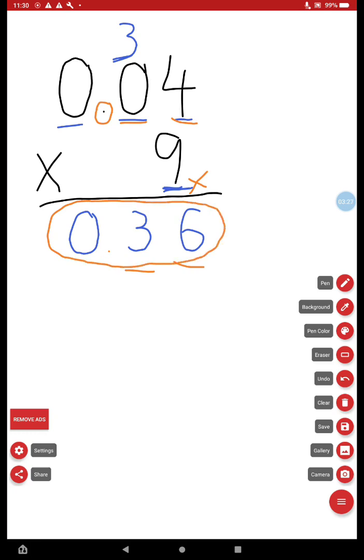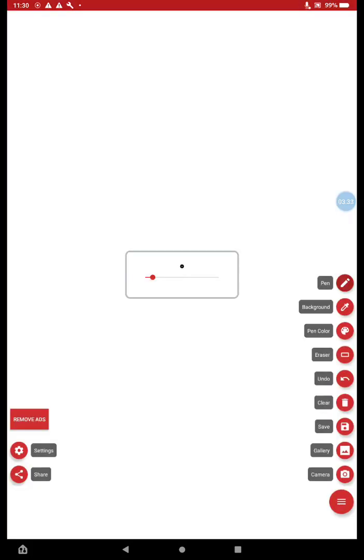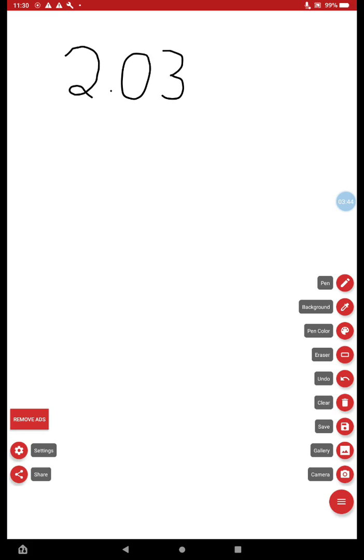All right, let's try that again with one that's a little bit harder. Let's take a look at this one. It is 2.03, which remember we say 2 and 3 hundredths, multiplied by 121 equals. Now we're going to forget about the decimal point for now. We can't forget about it forever because we need to come back to it. But for now, let's do our two-step multiplication.